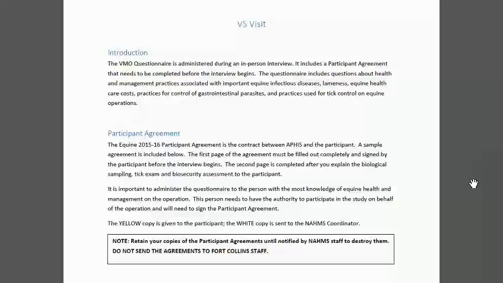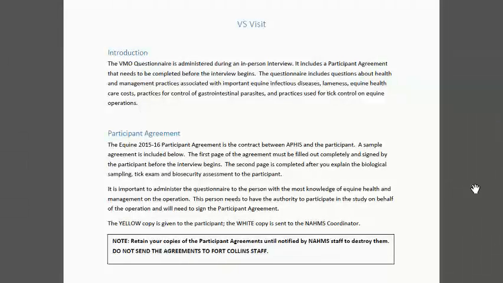Page 2 explains the biologics, the tick exam, and the biosecurity assessment. And there's a section for the participant to indicate they do want to do this or they do not. And so we need every option there to either have a yes or a no initialed by the participant. One of the copies is indicated on the page.